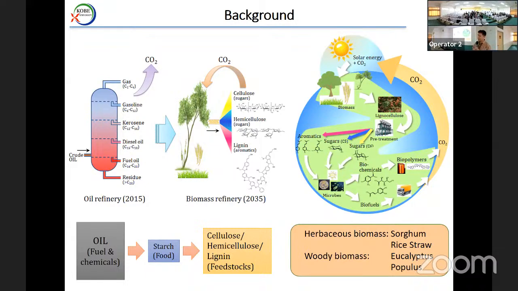In that case, there are many requirements of knowledge: biotechnology knowledge, chemistry knowledge, and biochemical engineering knowledge. Everything under these is required for establishing this one. Okay.